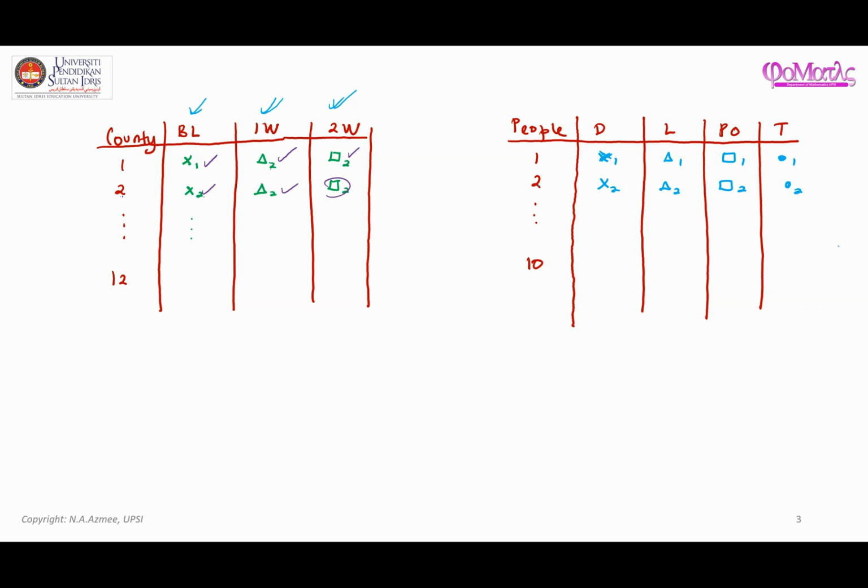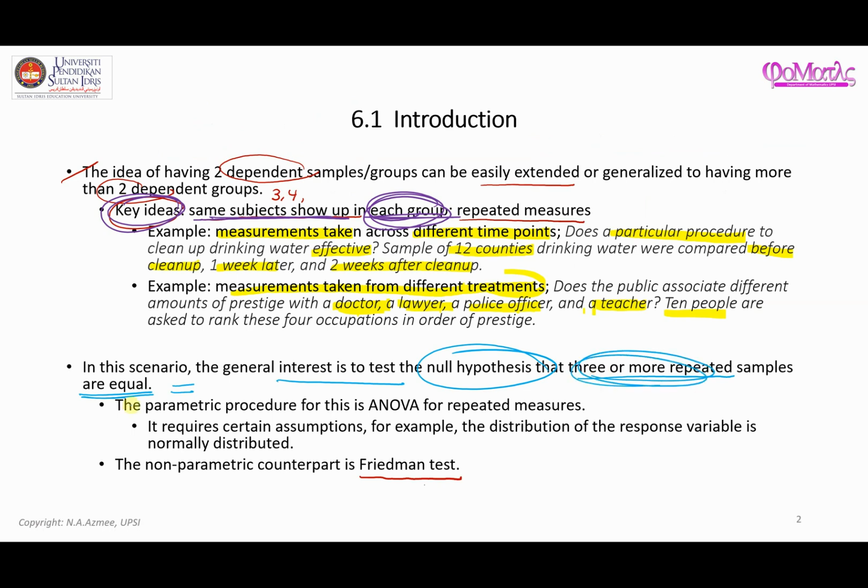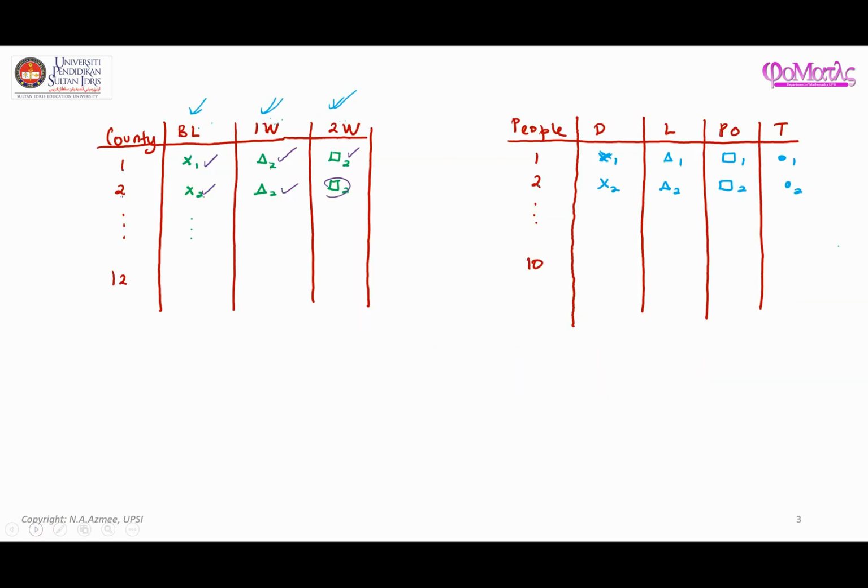are equal, it means the treatment for drinking water does not work, because the results here are equal for each group. So when you have the null hypothesis of equality in 3 or more repeated samples, in other words, it means that the treatment of drinking water does not work. Because if it works, then you will see some differences after 1 week and 2 weeks. Okay, so that's the idea.